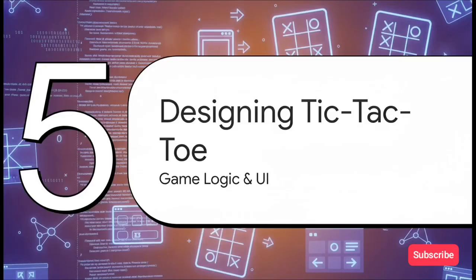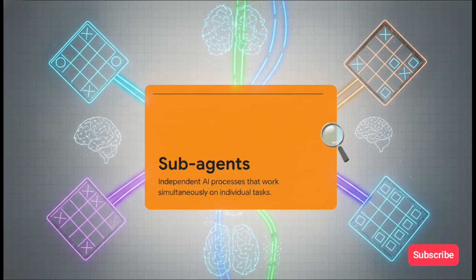Moving right along to Section 5, Designing Tic-Tac-Toe. We are shifting gears from utility apps over to advanced interface manipulation. When you ask Codex to build a multiplayer tic-tac-toe MVP, it triggers something highly advanced called sub-agents. These are independent AI processes that work simultaneously on individual tasks.